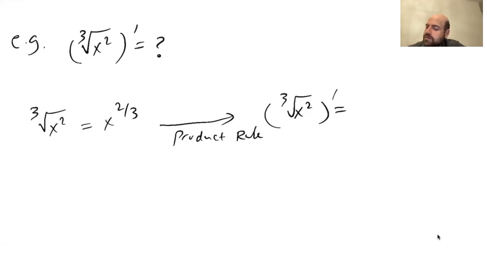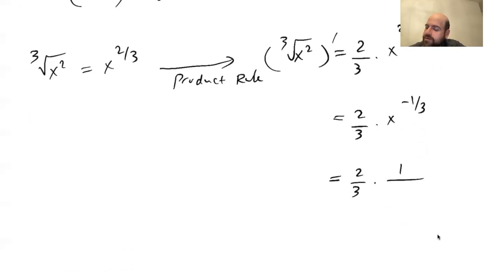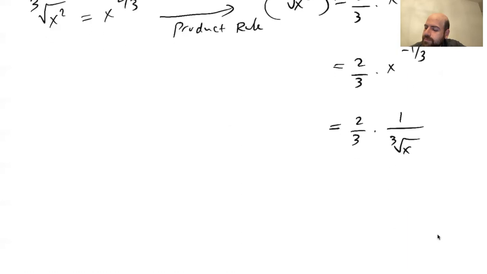So then that's going to be 2/3 x to power 2/3 minus 1. So that is 2/3 times x to power minus 1/3, which is 2/3 times 1 over, again, negative power, so 1 over cube root x. So we show that the derivative of cube root x squared is equal to 2 over 3 times cube root x.